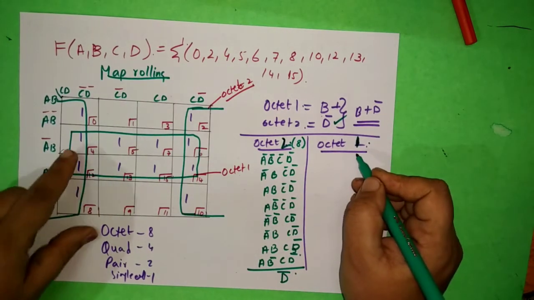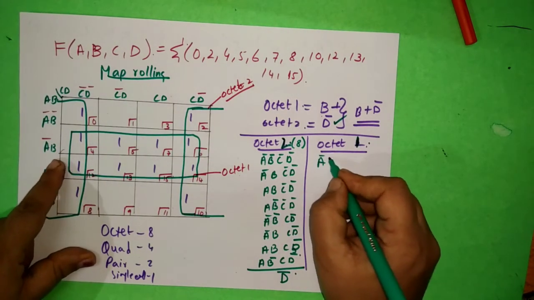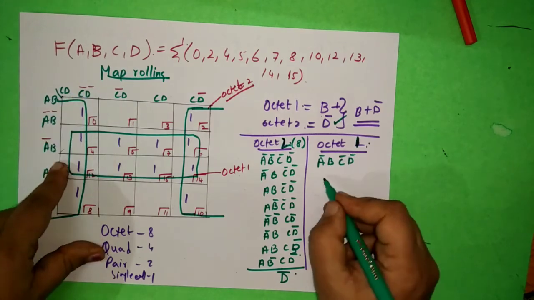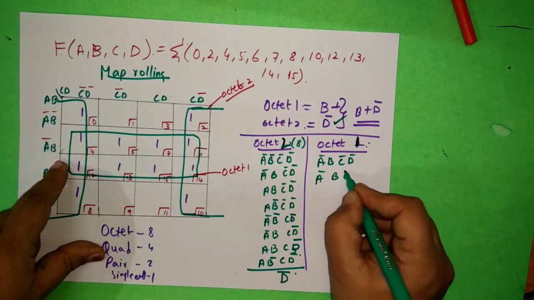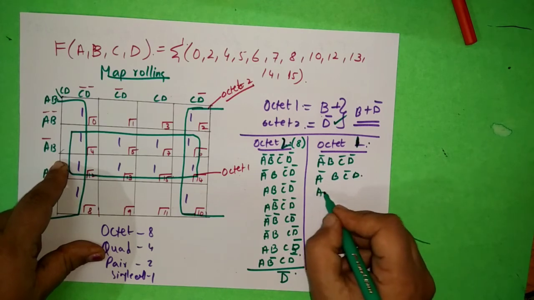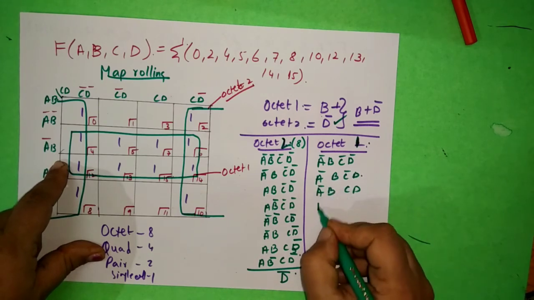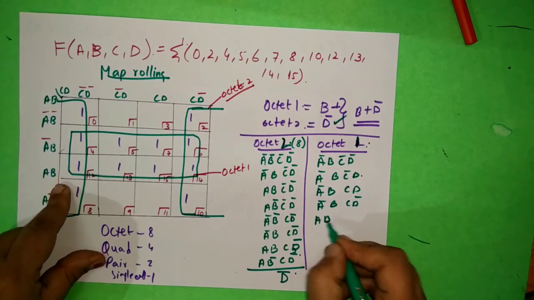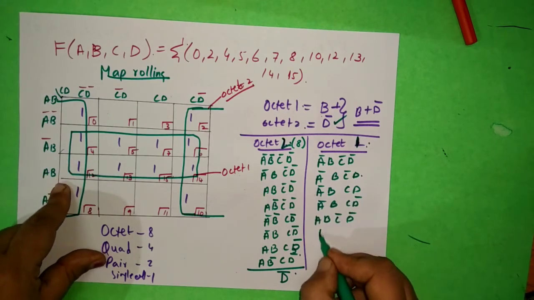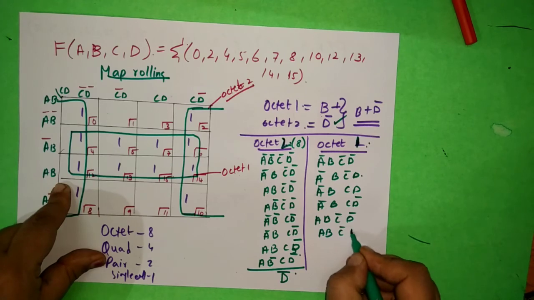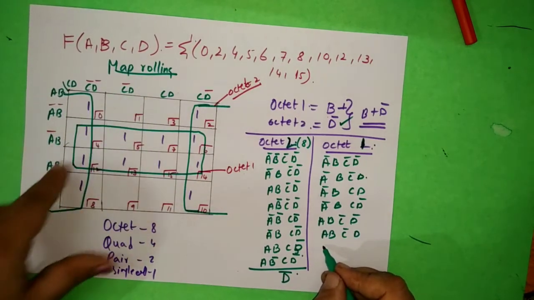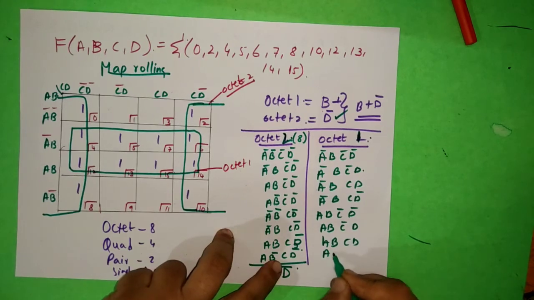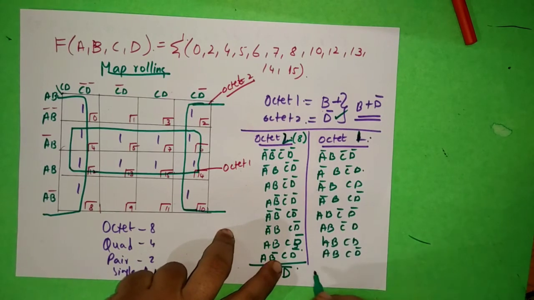Now for octet 1, you check it out. For that, what will you write? A complement B, and what is there on the top? C complement D complement. Again you will write this C complement D, then A complement B C D, A complement B C D complement, and then we have A B C complement D complement, again A B C complement D. This is just cross multiplying, okay? Then you have A B C D, and then you have A B C D complement.